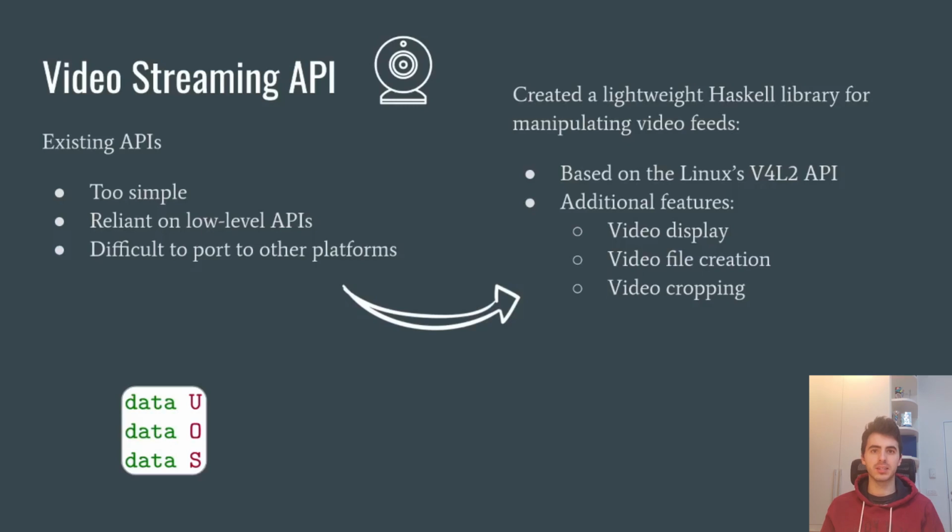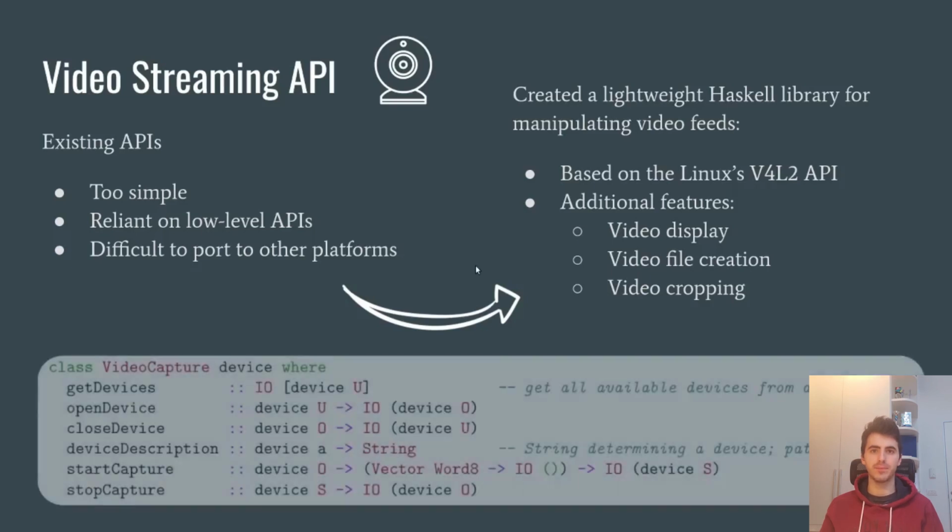Developing such a library in Haskell has its perks. Haskell allows for type constant declaration. At first glance, they do not seem useful. They're not being used to represent any variable or constant. Rather, they're used to represent a state, here representing either unopened, opened, or streaming state. This is utilized by the API.